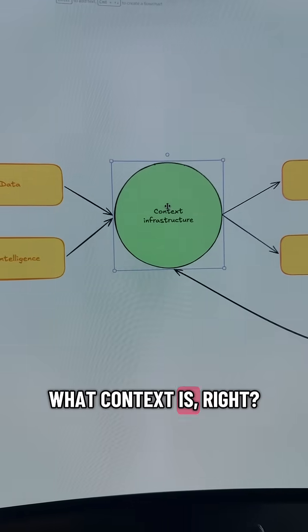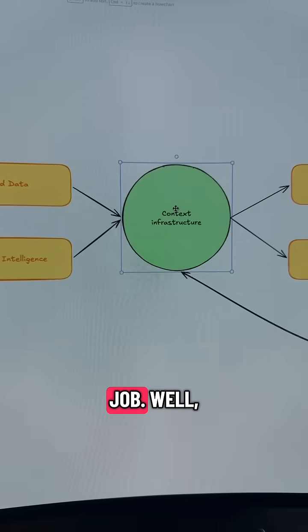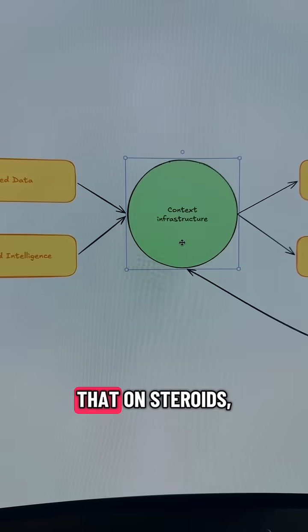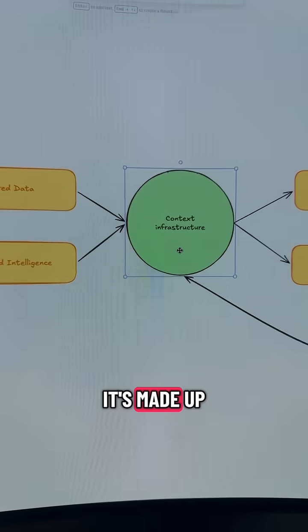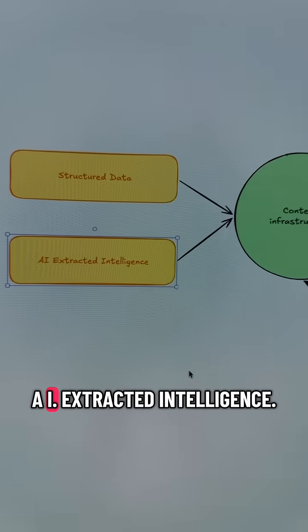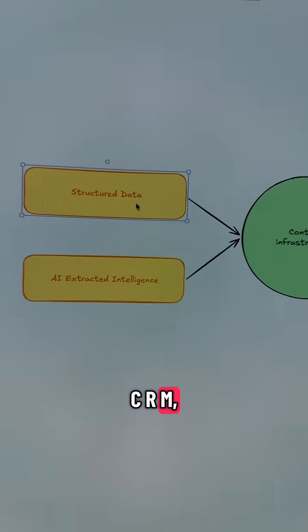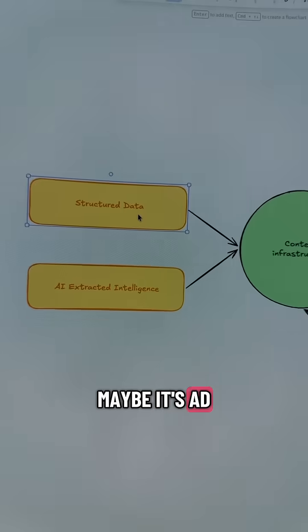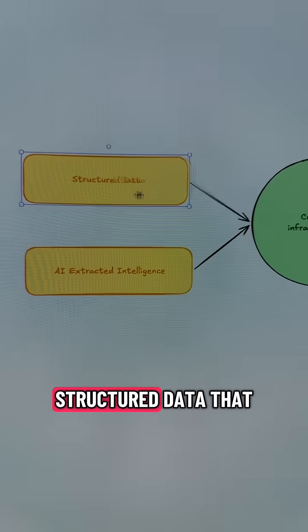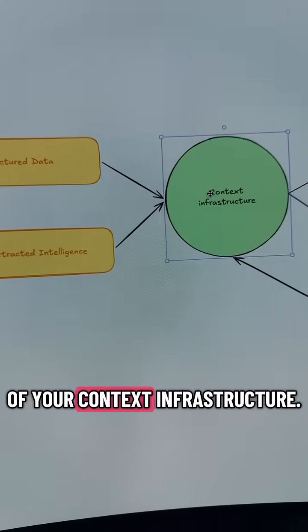We all know what context is, right? When you have a prompt and you give the LLM context that it needs in order to do the job. Well, context infrastructure is that on steroids because it's made up of two really specific things: structured data and AI extracted intelligence. Structured data, this is things like data from your CRM, maybe campaign performance data, maybe it's ad performance data, all sorts of structured data that you generally get from an API and you store somewhere. That's part of your context infrastructure.